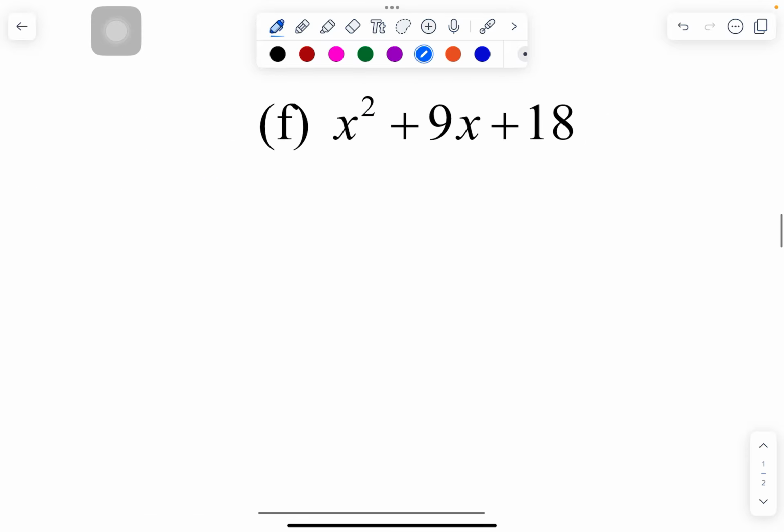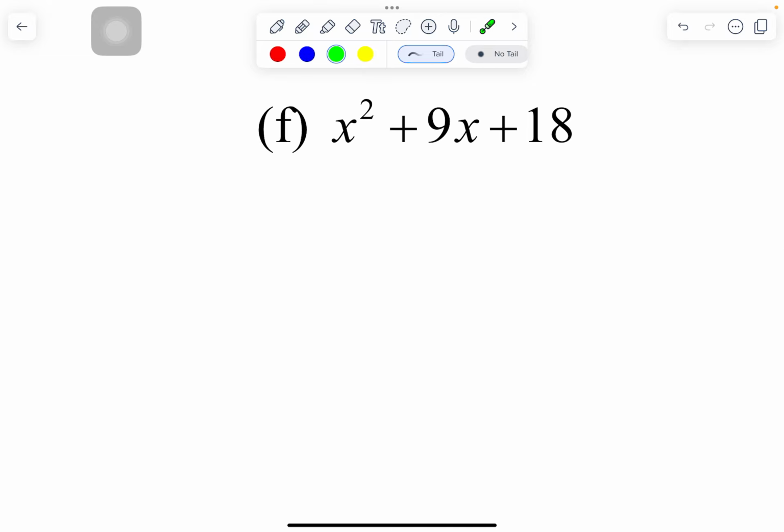All right, part F. Do you have a GCF? Absolutely not, because the GCF has to be from all 3 terms, not 2 of them. Because you might say, oh, we've got x here and x here. Great, but you don't have an x here. Oh, but these are divisible by 9. Awesome, but that one's not. So no GCF.